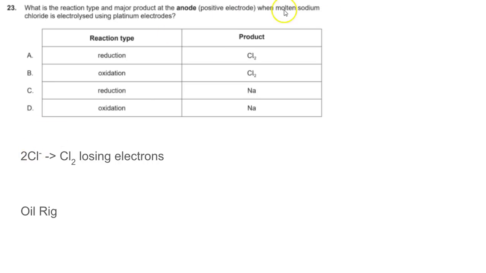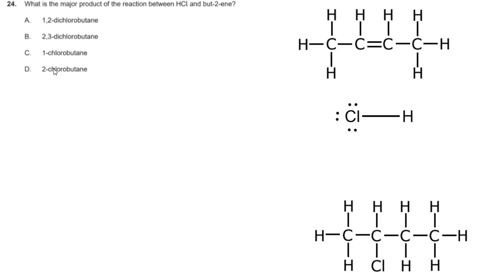If we see, we've got molten sodium chloride, that's Cl minus, and we're making chlorine gas. So we are losing electrons because we're going from negative to 0. If we're losing electrons, it's oxidation. OIL RIG.